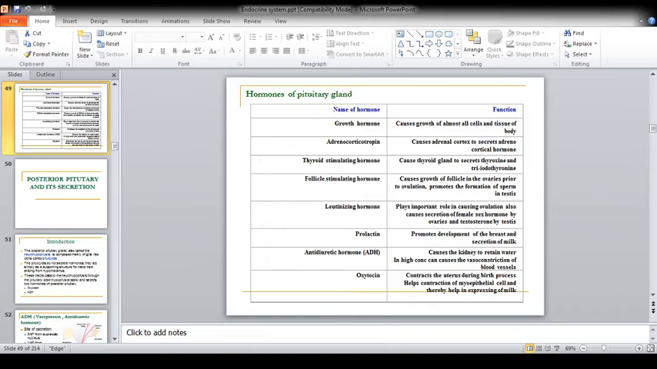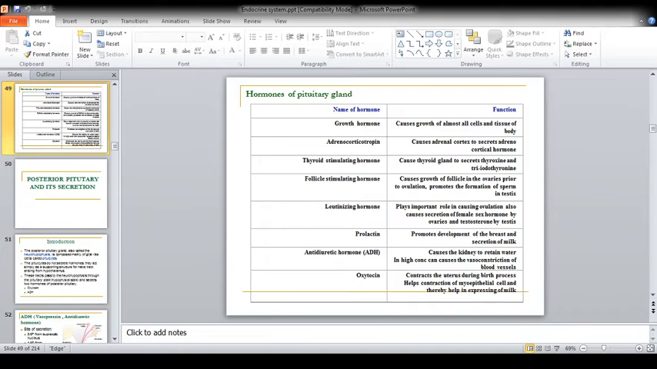Okay, so let's talk about the posterior pituitary. The posterior pituitary gland is also known as the neurohypophysis, and it is mainly composed of glial-like cells which are known as pituicytes. The pituicytes do not secrete any hormones. Remember this point, they do not secrete any hormones. They simply act as supporting structures for nerve tracts that are arising from the hypothalamus. The hormones of the posterior pituitary are basically produced by the hypothalamus.